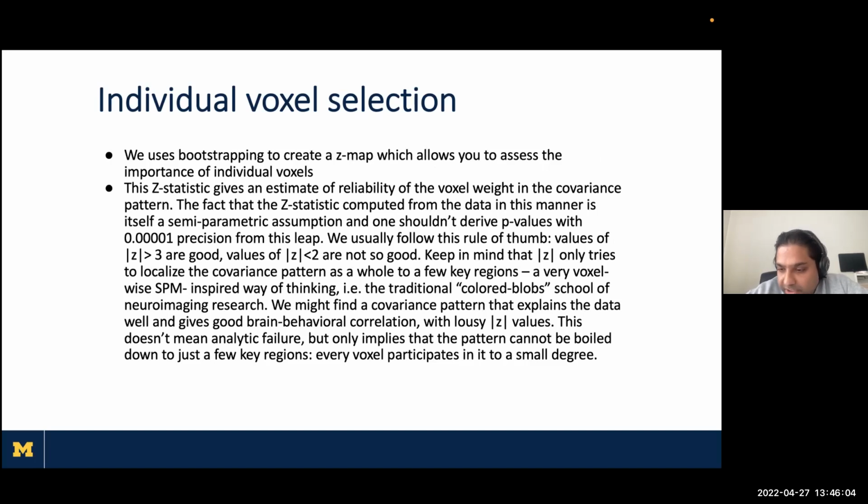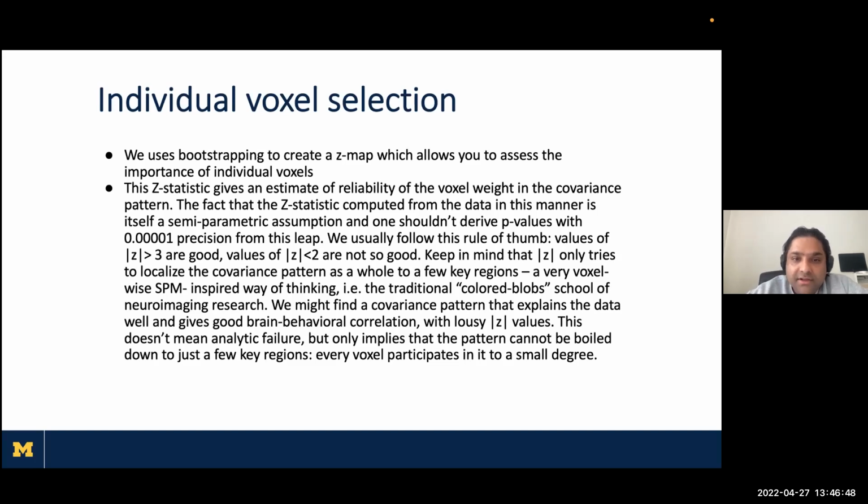One way we do this is we use bootstrapping methods and compute a Z map for each voxel to find out whether those individual voxels are important. When we run the bootstrap, the general rule is that if the absolute Z value is greater than 3, then we consider it a good value, but if the absolute value is less than 2, then we don't consider it as good.